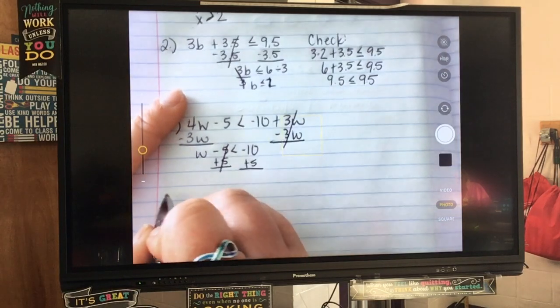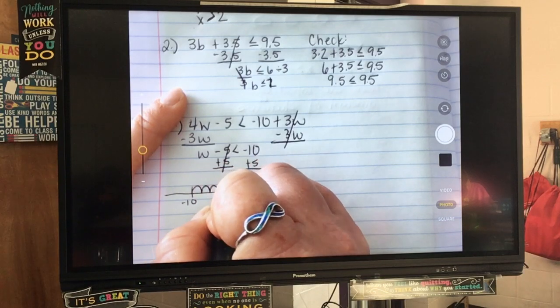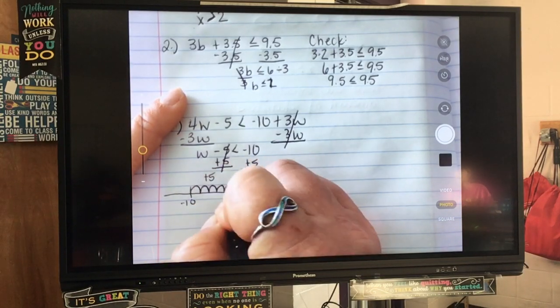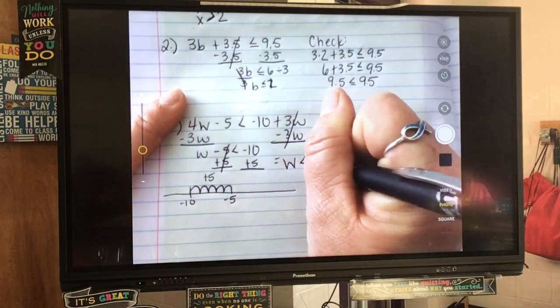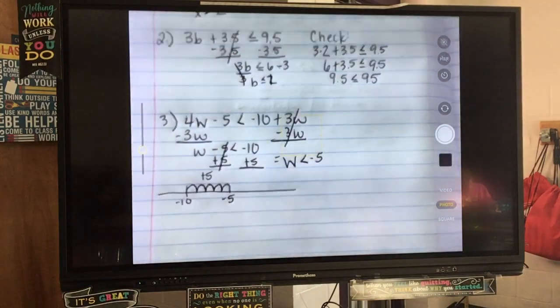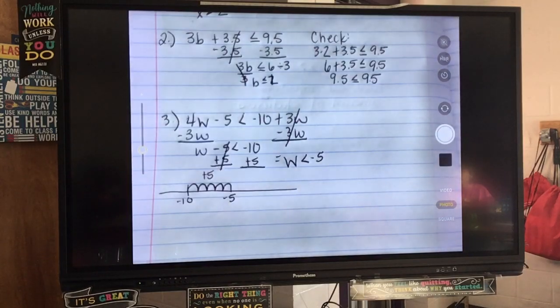Okay, so I'm gonna draw my number line. Here's my negative 10. 1, 2, 3, 4, 5. And that gives me a negative 5. So this equals w is less than negative 5. So how do we feel with having a variable on both sides of the inequality? Super hard? Just an extra step? Still just a 2-step problem. Okay? How do we check this?